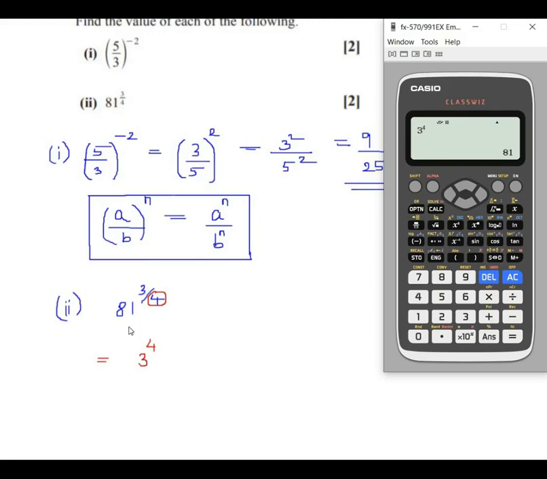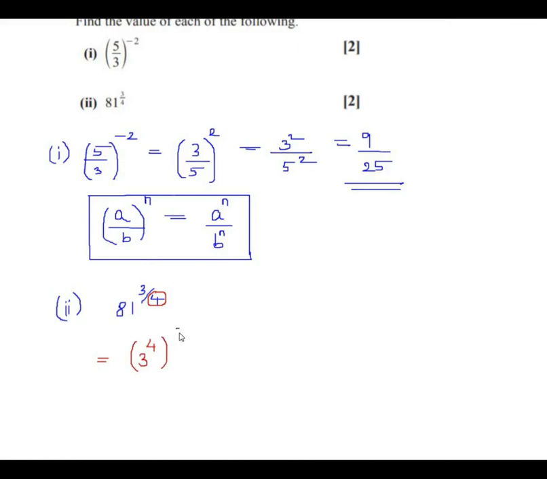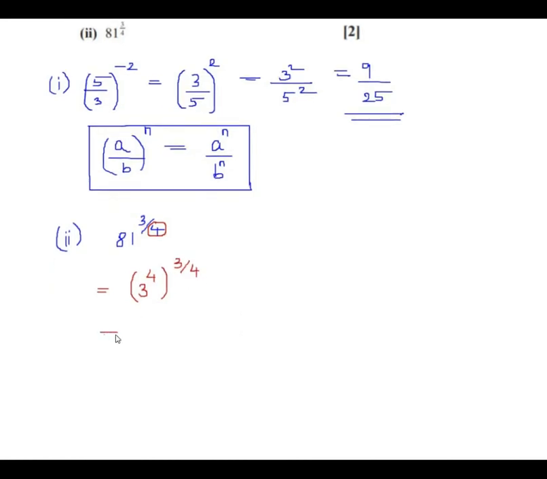So here in place of 81, I write 3 to the power of 4, which is again raised to the power of 3 over 4. Here the powers will get multiplied using the law of indices. So it becomes 4 times 3 over 4. Using fractional multiplication, we can cancel the 4s. So here we are left with 3 to the power of 3.